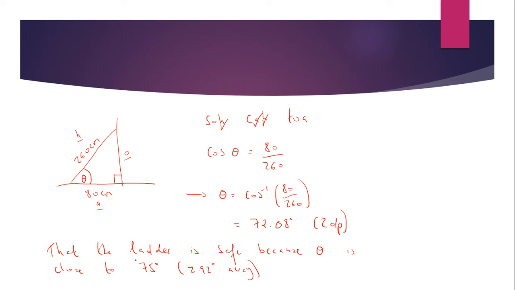Now, equally, if you said the ladder wasn't safe because it's not 75 degrees exactly, if you think 3 degrees is too big, as long as you justify it, okay, then you would get all the marks in the exam as well. But I'm going to say it is pretty much safe because it's very close to 75 degrees.